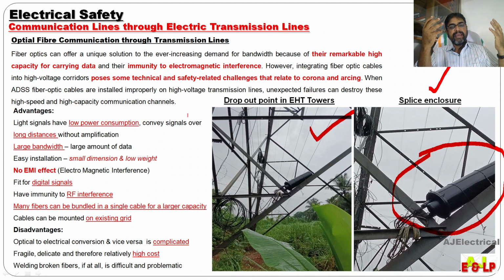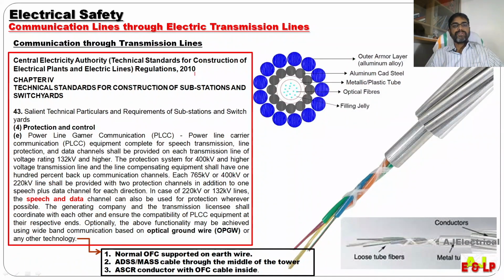Basically, we can say electromagnetic interference will not affect such a fiber communication, but it is much more expensive. You can see on the screen the regulation for the communication we are discussing now. I told you about carrier communication.